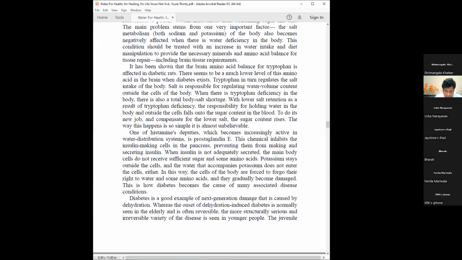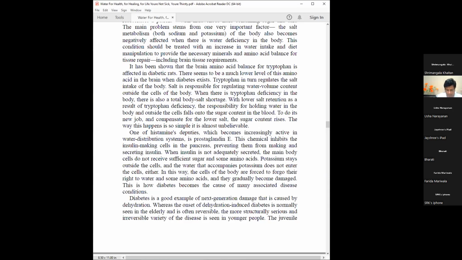One of histamine's deputies, which becomes increasingly active in water distribution systems, is prostaglandin E. This chemical inhibits the insulin-making cells in the pancreas, preventing them from making and secreting insulin. When insulin is not adequately secreted, the main body cells do not receive sufficient sugar and some amino acids. Potassium stays outside the cells, and the water that accompanies potassium does not enter the cells either.